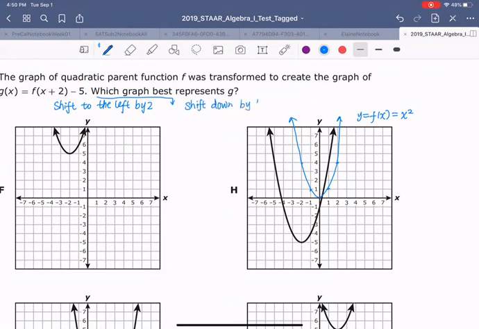Shift down by 5. So your point is shift to the left by 2 and shift down by 5. That's why you have the graph over here. This one is shift to the left by 2, yes, but you shift up. This minus is going down, so only H can be chosen. Does that make sense?